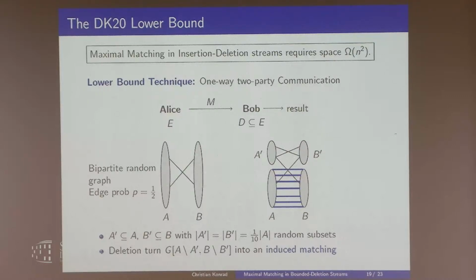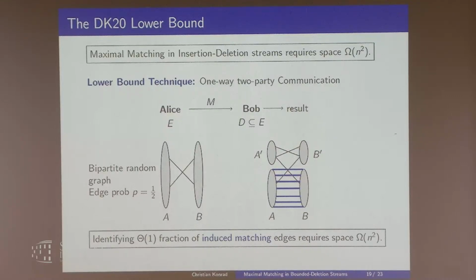And it turns out that if you wanted to report a constant fraction of these blue induced matching edges, this requires space n square to do.